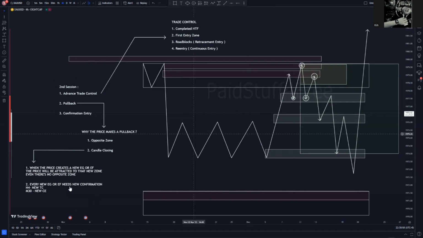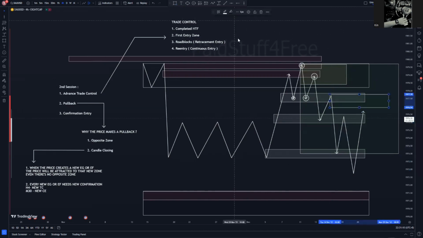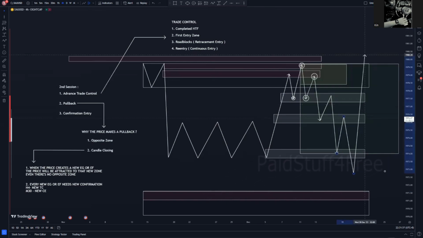So for now, H4 needs a new TC. If the price wants to go down, it needs to respect maybe this first entry somewhere here. After respecting the first entry, the price is going to go down, create DC, and then create EF, something like that. After that, the price goes down to our next zone. So if there is no respecting TC, no respecting the first entry and no new TC created, what will happen? The price is going to break through it. Yeah, exactly. Good, Kai.